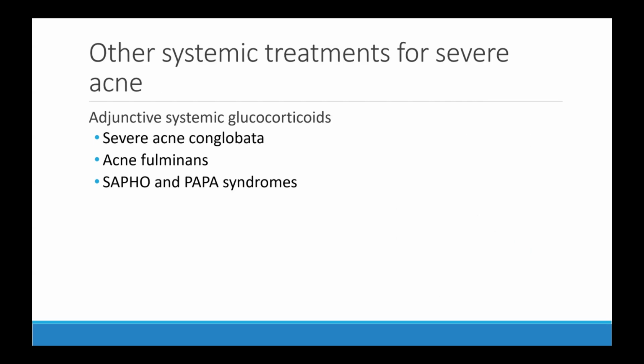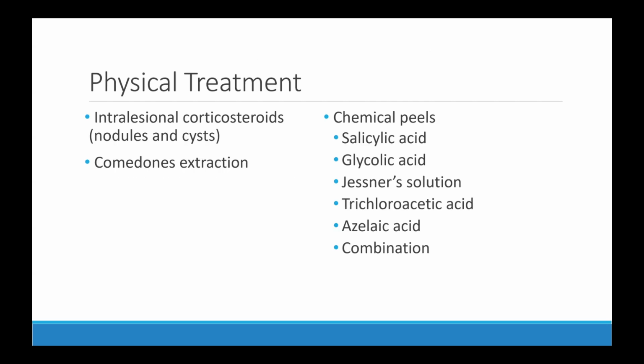Other systemic treatments for severe acne: you can consider adjunctive systemic glucocorticoids in patients with severe acne conglobata, acne fulminans, as well as SAPHO and PAPA syndromes. Physical treatment options include intralesional corticosteroids, which are useful for nodules and cysts, comedone extraction, as well as chemical peels, including salicylic acid, glycolic acid, Jessner's solution, trichloroacetic acid, azelaic acid, and combination peels.